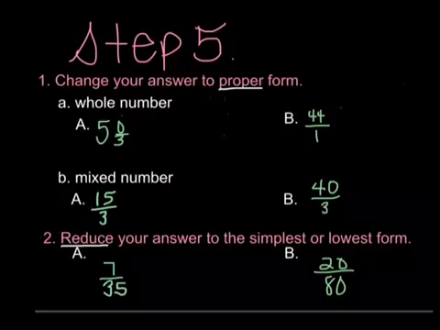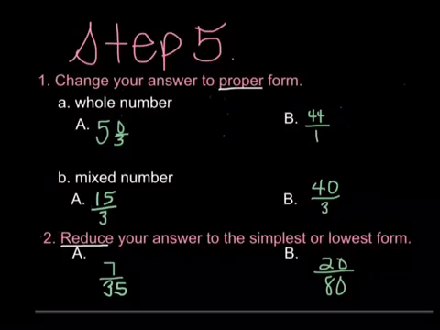Step 5 has two different parts, part A and part B, or 1 or 2. I'm going to start with part A, or 1, and then I'll go into B. So part 1, change your answer to a proper form. Your proper form can either be a whole number, mixed number, or a fraction.